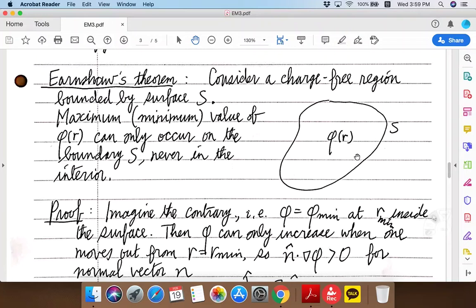Okay, so the statement is that if you have a vacuum, which is completely free of any electrostatic charge, then inside a certain region enclosed by the surface, which I label S, the potential may have a maximum value or minimum value somewhere, but the maximum or the minimum can never occur inside the region. If it occurs at all, then it has to occur somewhere on the surface.